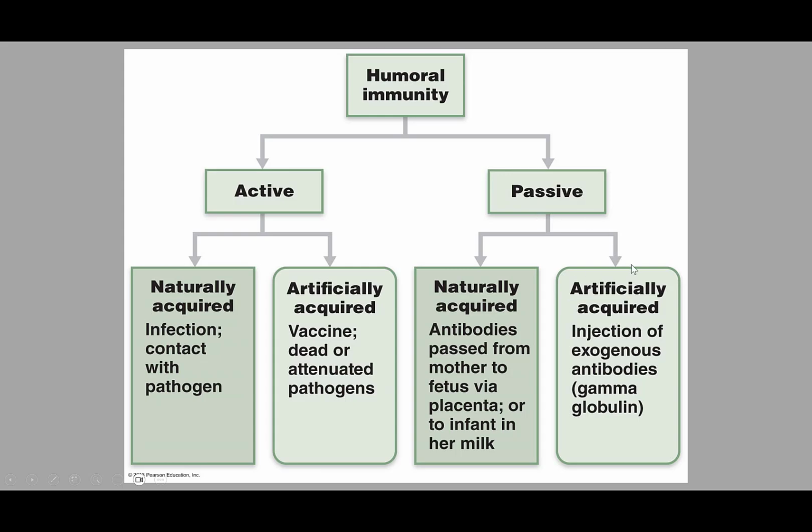And lastly, artificially acquired passive immunity. This one can be a little tricky to understand. So let's give an example. You're out walking in the woods and you step across a log and you feel something and you look down, and of course you have been bitten by a rattlesnake. Well, that rattlesnake has just injected venom into you.